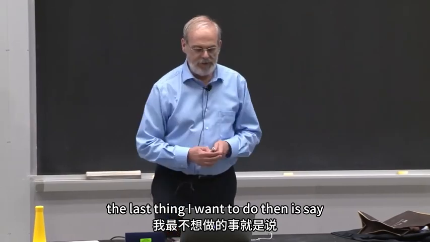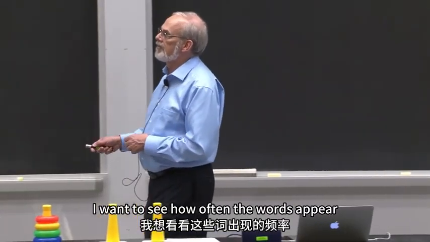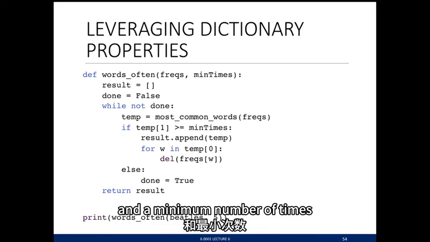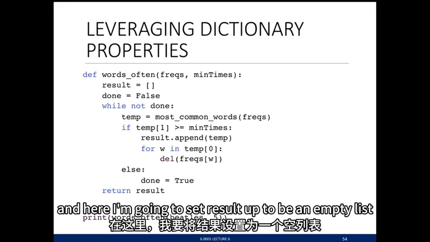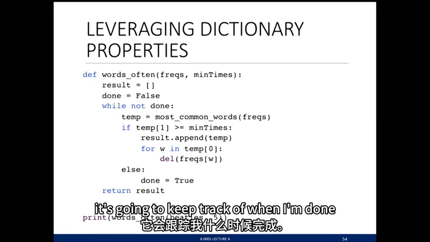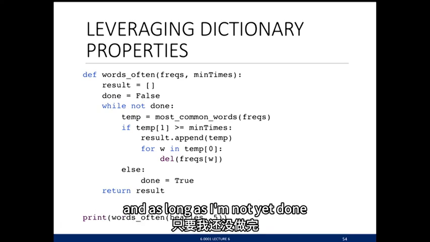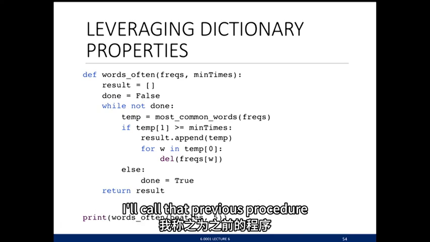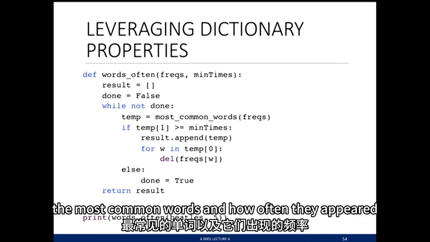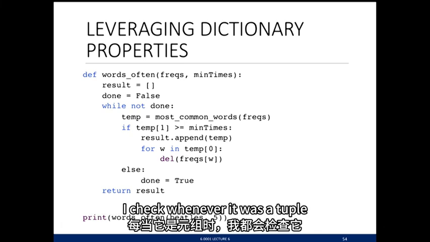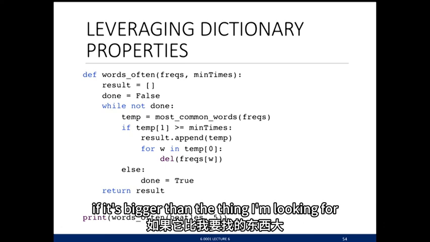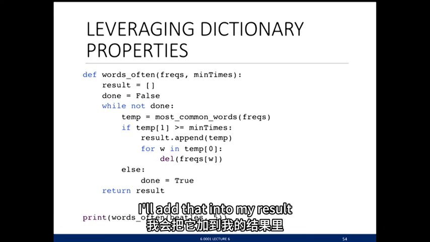The last thing I want to do then is see how often the words appear, so I'm going to give it a dictionary and a minimum number of times. And here I'm going to set result up to be an empty list. I'm going to create a flag called done, set to false. It's going to keep track of when I'm done. And as long as I'm not yet done, I'll call that previous procedure that's going to give me back the most common words and how often they appeared. I check, remember it was a tuple, how often do they appear? If it's bigger than the thing I'm looking for, I'll add that into my result.